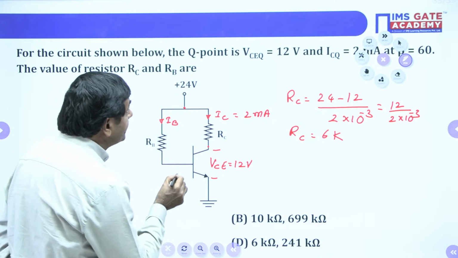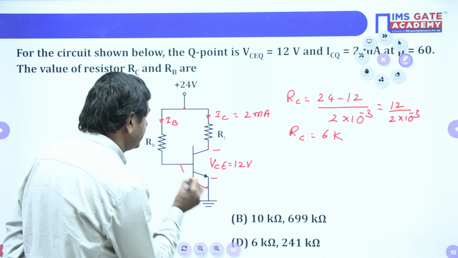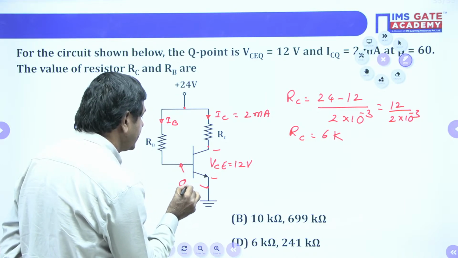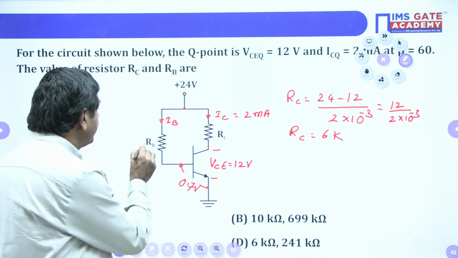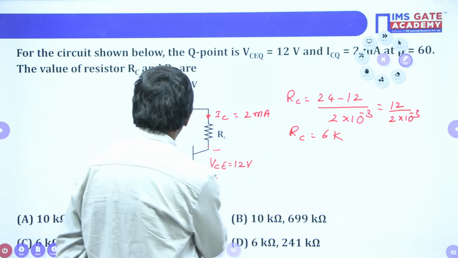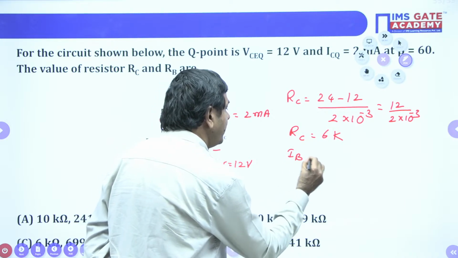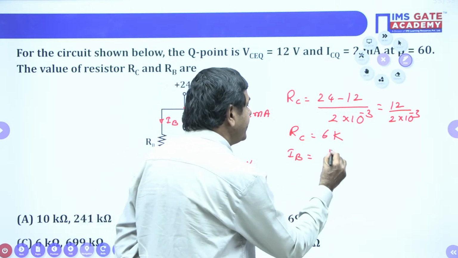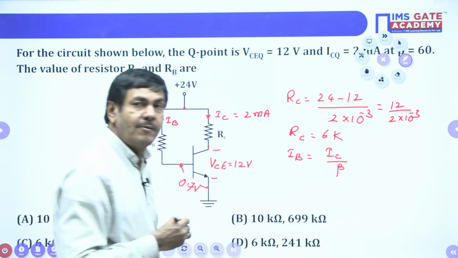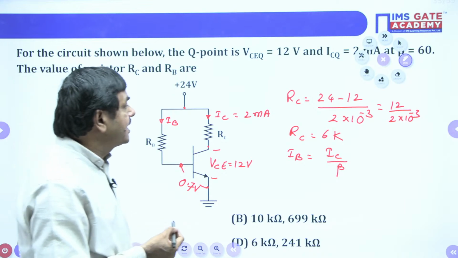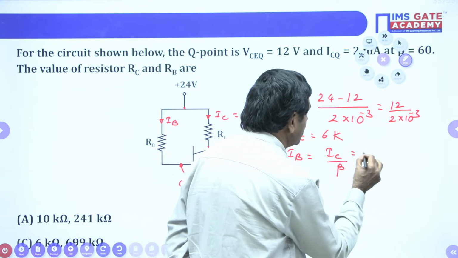We know very well the base to emitter voltage is 0.7 volts, no doubt. I am in need of RB. To find RB, IB is a must. How can we find IB? IB is nothing but IC by beta, collector current by beta. Formula we know. What is IC? IC is already given, 2 milliamperes.